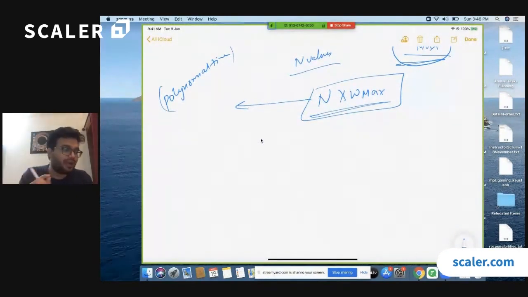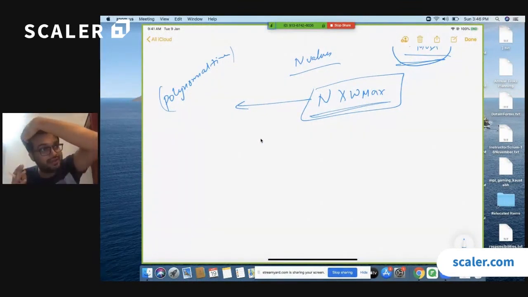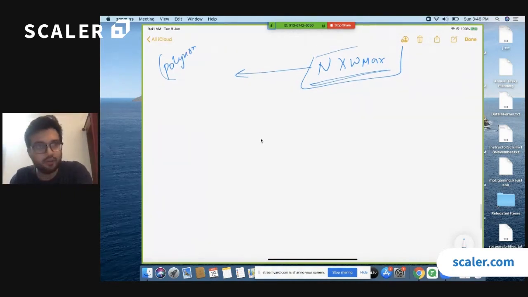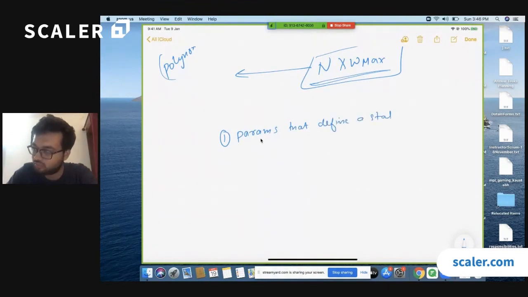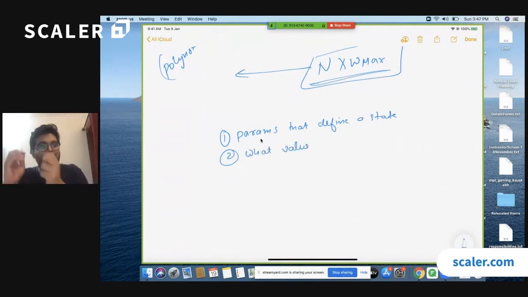Good. Can you guys help me write the recurrence relationship for this DP? If you have seen the first two classes, you would realize that we have discussed very extensively how to actually figure out the recurrence relationship for a DP. So what do we do? First of all, we figure out the params that define a state. Then we want to see what value a state gives. Basically, what is the physical significance of the value of the DP state?